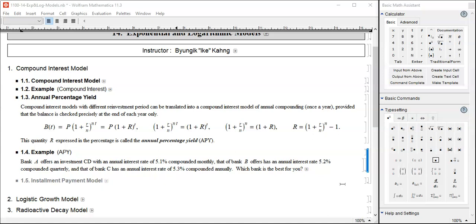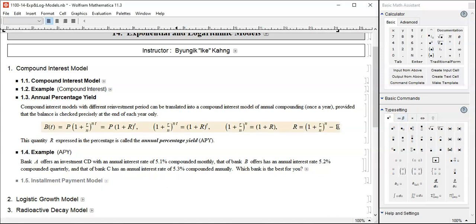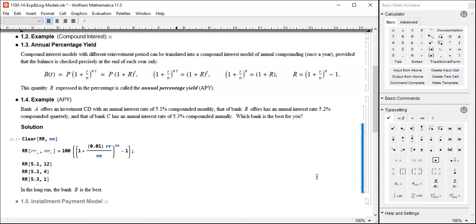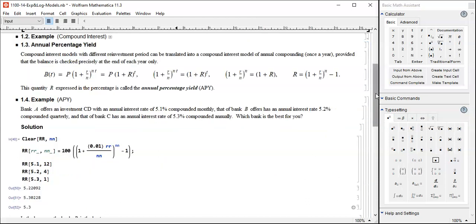Well, one good way to find out is to translate those into the annual reinvestment model, calculate this APY, and find out which is the best. Well, the computation is just this formula here. 1 plus 0.051 over 12, to the 12th power, and 1 plus 0.052 over 4, to the 4th power.